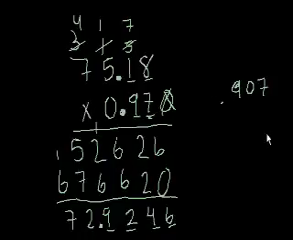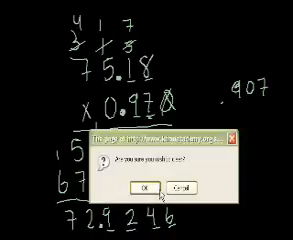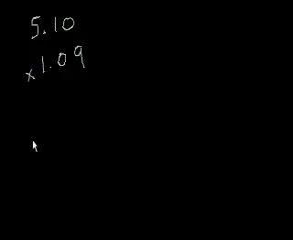Let's do a couple more examples, and I think that'll make sense. So let's say I had 5, and I'm going to do a simpler example arithmetically, but I think it'll help you with some principles. If I said 5.10 times 1.09. There's two things we could do. We could just multiply it the way it is.